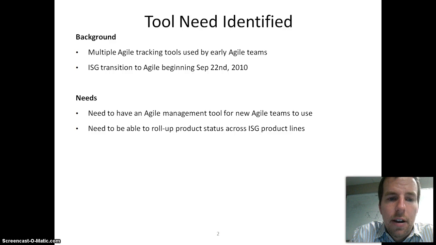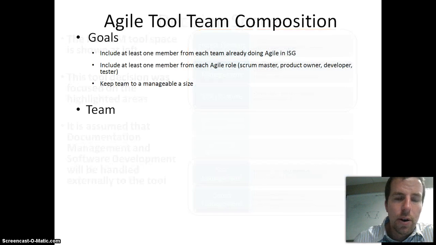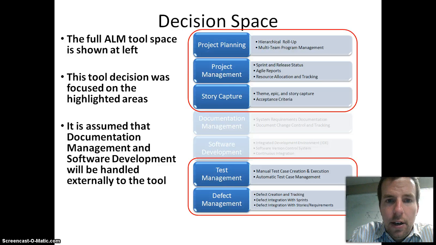Here were some of our needs. We really needed to be able to roll up everything for the organization, and needed some help with our portfolio management across the entire organization. So here's our decision space. You can see that we were most interested in project planning, project management, story capture, test management, and defect tracking. We didn't put a hard emphasis on software development tools, and we also didn't try to focus too much on document management, but the tool we did select does help a lot with that.